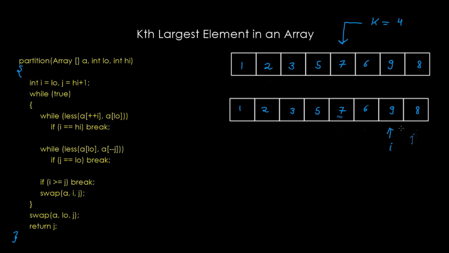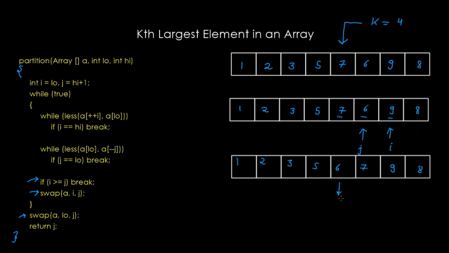And therefore j comes here, then here, and this element is smaller than our pivot element, but j and i are crossed, therefore we don't swap the values at index j and i, but we swap pivot with j. As a result, we have 6 here and 7 here, and we return this value which is 4, and it is equal to the required index which was 4, and therefore 6 is our answer.